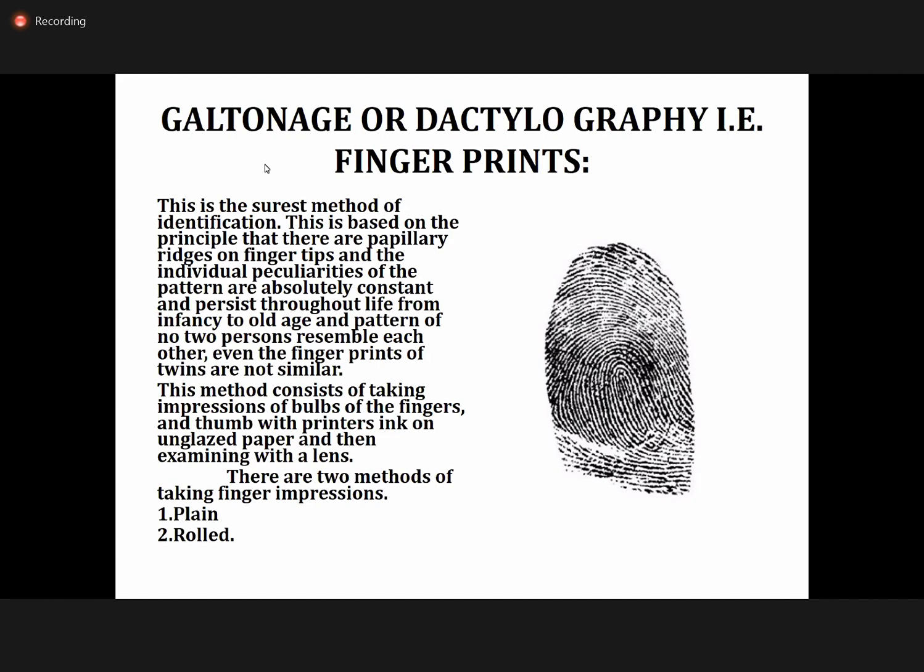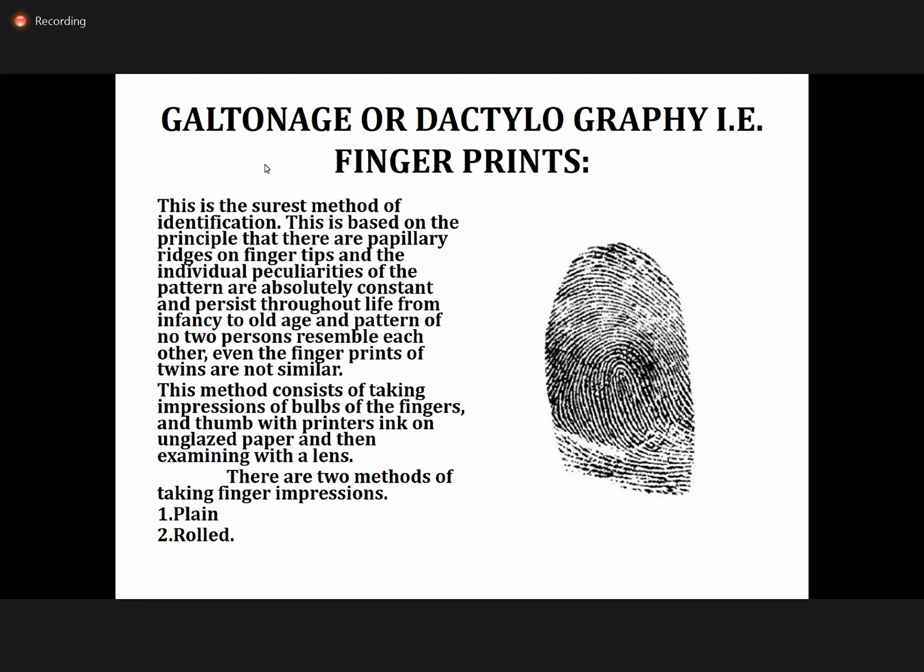So what are the advantages of this method? It is the surest line of identification because the prints are present since birth and remain until death. Even in the intrauterine period the print can be detected. They remain until the hands are totally destroyed.